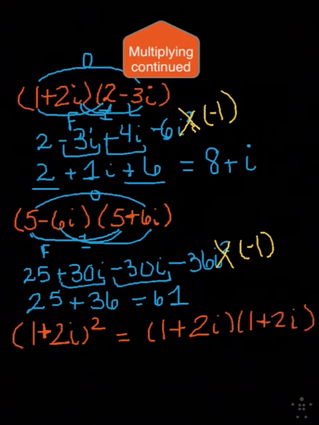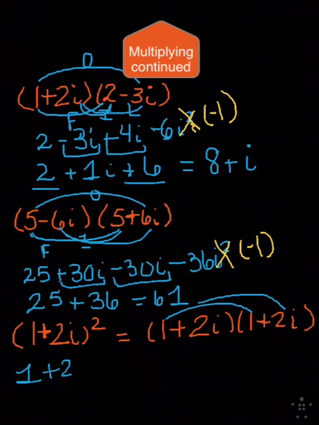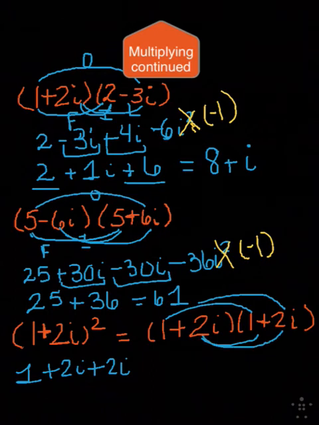And we're just going to do what you normally would do. Multiply using the FOIL method or the box method, your choice. So 1 times 1 is 1. 1 times 2i is 2i. 2i times 1 is 2i. 2i times 2i is 4i squared. Remember, i squared equals negative 1.